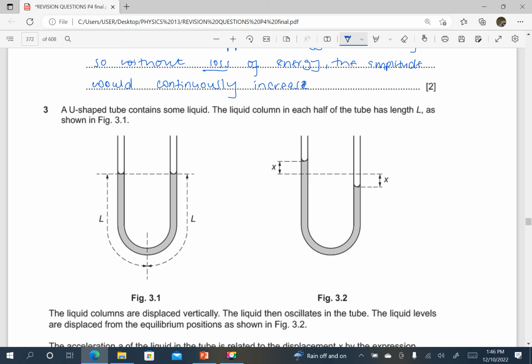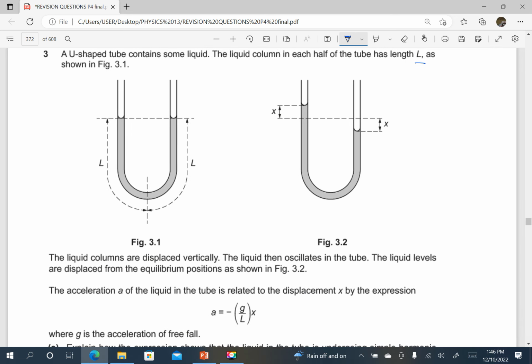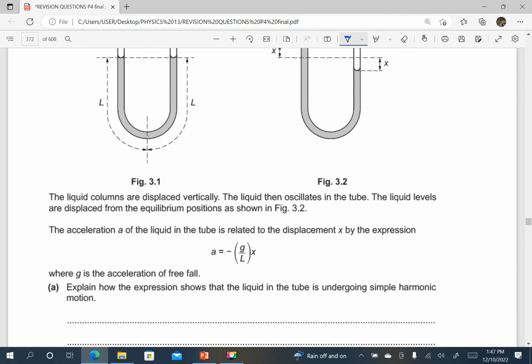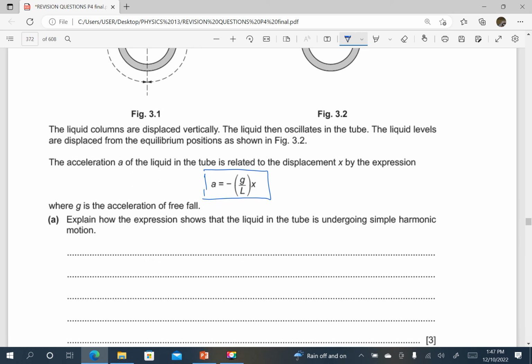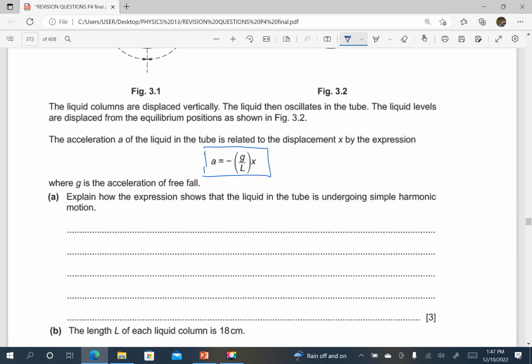A U-shaped tube contains some liquid. The liquid column in each half of the tube has length L, as shown here. The liquid columns are displaced vertically. The liquid then oscillates in the tube. The liquid levels are displaced from the equilibrium position, as shown in the figure. The acceleration a of the liquid in the tube is related to the displacement x by the equation a equals negative g over L times x, where g is a constant. Explain how the expression shows that the liquid in the tube is undergoing simple harmonic motion.